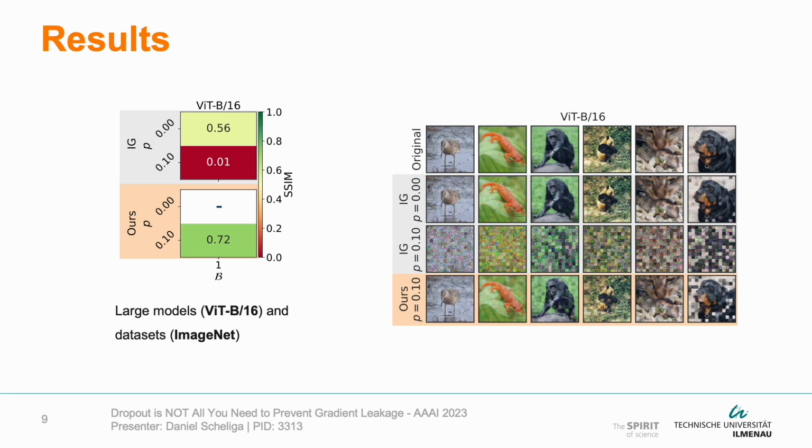Since our proposed dropout inversion attack jointly optimizes for dummy data and dropout masks, the number of optimized parameters is highly increased with the number of dropout layers that are used in the model. We therefore investigated the applicability of our proposed attack on a state-of-the-art sized vision transformer B16 and a practical image classification dataset, namely ImageNet. Following the recommendations of the original vision transformer paper, we apply a dropout rate of 0.1. And as you can see, even for such a low dropout rate, IG is not able to reconstruct the data. In comparison, our proposed attack creates well-recognizable reconstructions and achieves a mean SSIM of 0.72.